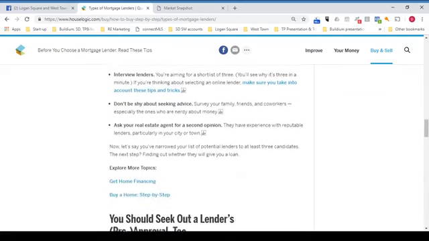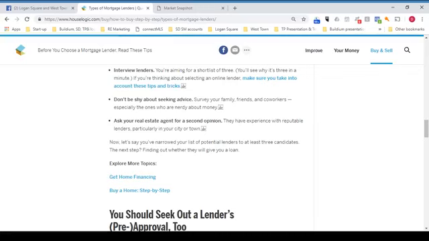Next, you want to interview lenders. You're aiming for a short list of 3. You'll see why it's 3 in a minute. Now, if you're thinking about selecting an online lender, make sure that you click the link in the full article.